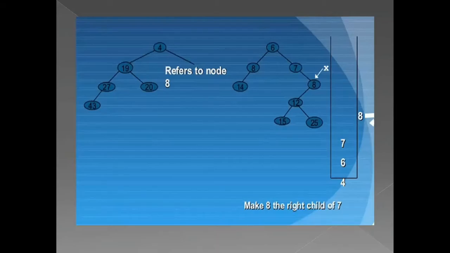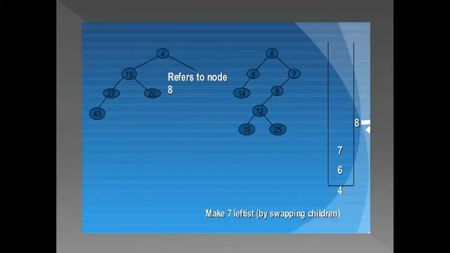Now this is our stack. Now what do we have to do? Now the main process starts. Make 8, which is the top element of our stack, the right child of 7, which we have made over here. You can see that in the diagram. Now make 8 the right child of 7. Now what is the second step? We have to make 7 leftist by swapping the children.